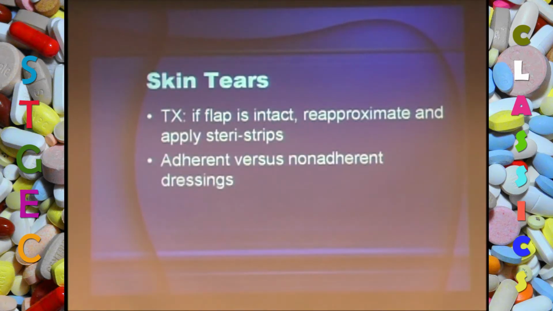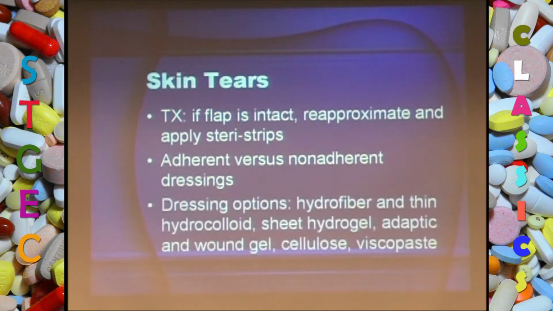And ideally, when these occur, especially if it's a new or an acute onset, if there's a flap intact, in other words, the patient's just basically been moved from their bed to the wheelchair, and in the process they bump their arm on the nightstand, and lo and behold, they've got this big flap of skin hanging down. Ideally, what you want to do is clean that area very thoroughly. You want to reapproximate that flap, and you want to go ahead and steri-strip it if you happen to have those available.